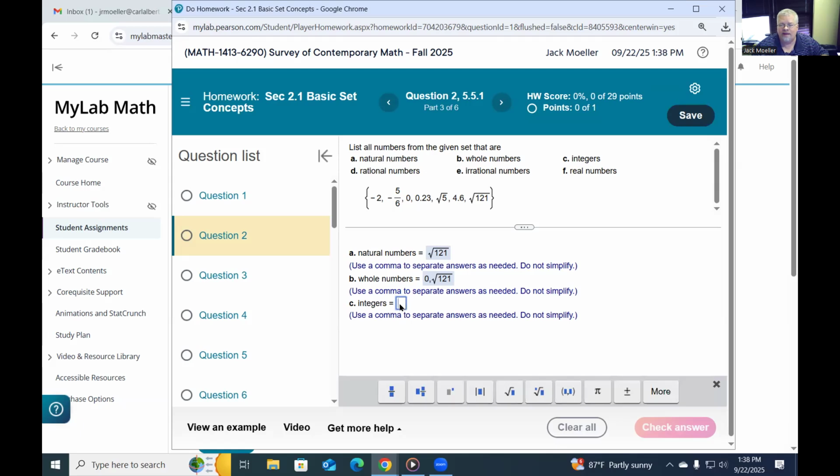Integers are positive and negative, non-fractions. So now we have -2. And then our whole numbers of 0 and the square root of 121.